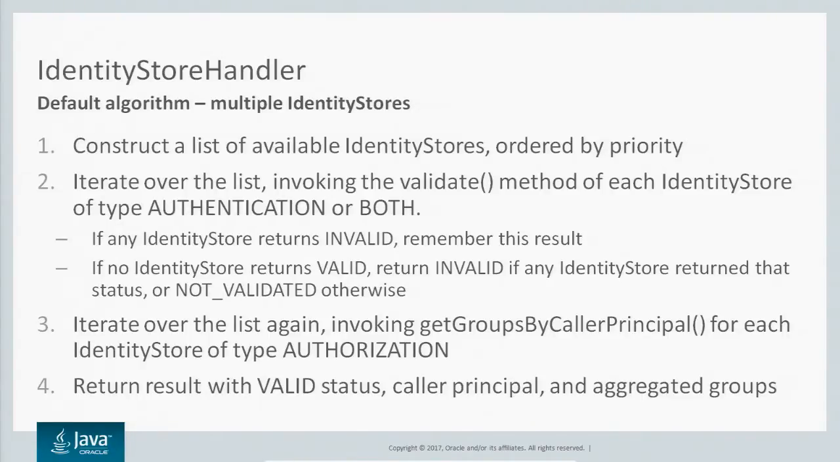Okay. Yeah. So assuming we got past step 3, we return a result that says valid, and you'll have a caller principal and the aggregated groups. So you may have some groups from the identity store that validated the credential. That one's going to return the caller principal and might also return groups. And then you may have additional groups from the authorization identity stores that you invoked.